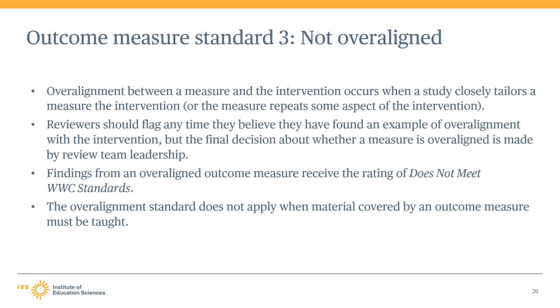Even if the intervention has no effect on reading ability, intervention group students might still score better than comparison group students, simply because the intervention group students are familiar with the passages on the test. So, a comparison of outcomes between the intervention and comparison groups may provide an unrealistically favorable assessment of the effect of the intervention. The decision about whether an outcome is overaligned or not is made by review team leadership. Any findings from an overaligned outcome measure will receive the does not meet WWC standards research rating.